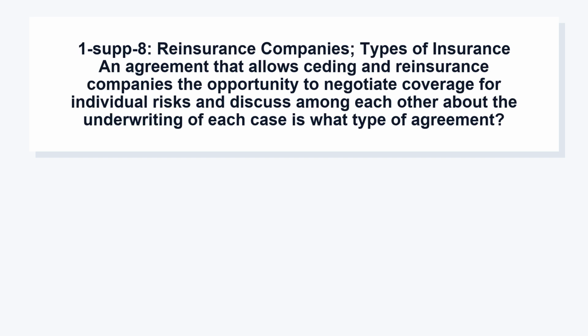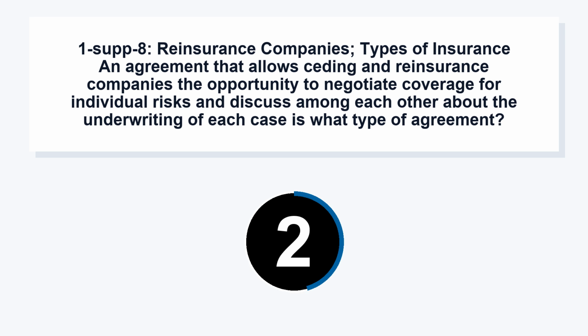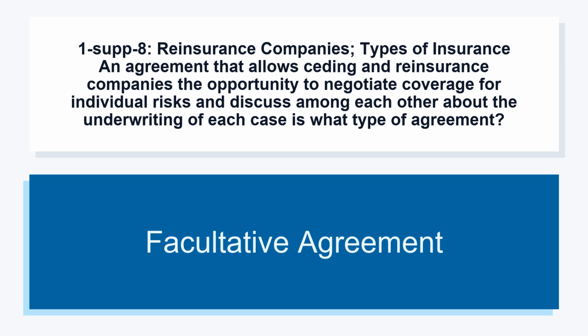1 Sup 8, reinsurance companies. Types of insurance. An agreement that allows ceding and reinsurance companies the opportunity to negotiate coverage for individual risks and discuss among each other about the underwriting of each case is what type of agreement? Facultative agreement.